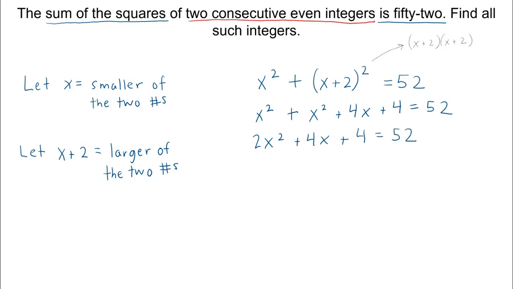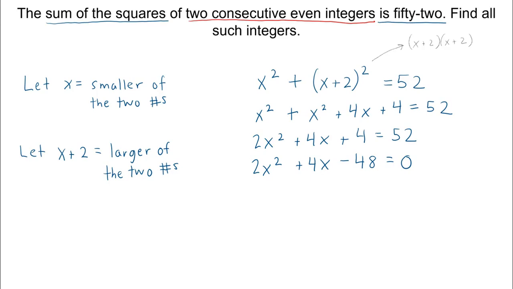This is a quadratic equation. Let's solve it by factoring. The first step to solving a quadratic equation by factoring is to get all terms on one side, 0 on the other. So let's subtract 52 from both sides. Subtracting 52 from the right side gives us 0, and subtracting 52 from the left side gives us 2x squared plus 4x minus 48.